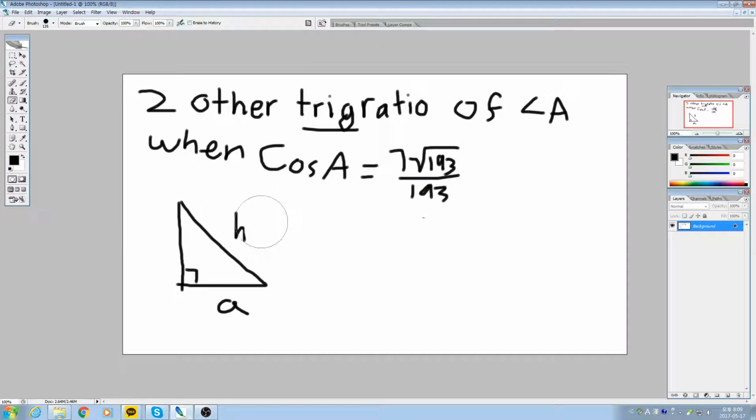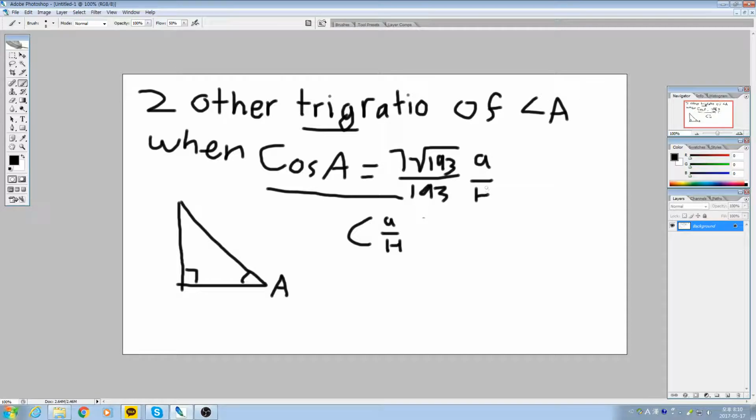Let's look at this problem itself. Now we know that this is going to be angle A. Cosine is going to be adjacent over hypotenuse. The side opposite the 90 degree angle is your hypotenuse. Now, let's look at this question. Cosine A is 7 times the square root of 193 over 193, so this is going to be adjacent over hypotenuse. Now, the hypotenuse is going to be 193.